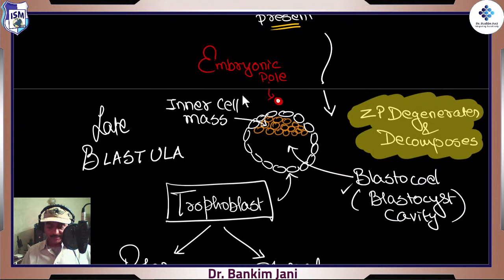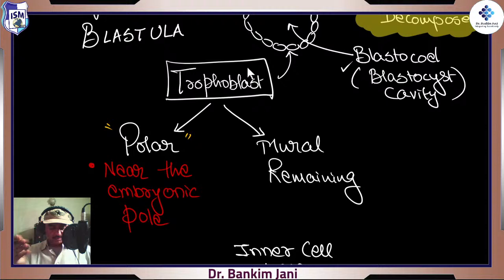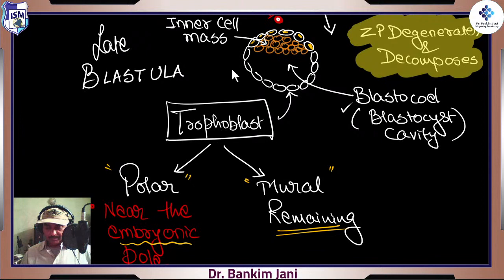So it means that these trophoblasts, which are on the side of the embryonic pole, we'll call them polar, makes sense, because they are near the embryonic pole. So we'll give the name polar trophoblast. And the rest are mural trophoblast. Remaining, they are the mural. So we have become a bit expert in telling that these are the polar trophoblasts and these are the mural trophoblasts.